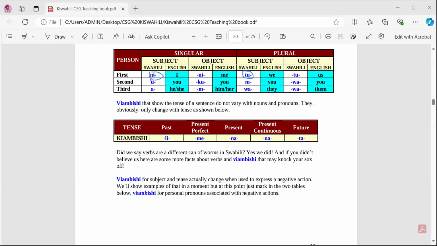Now, the second person pronoun is where we said, wewe unafundisha, the u. Unafundisha. And the plural was nyinyi mnafundisha. Are we together there? Then the third person pronoun was yeye anafundisha. You remember the word anafundisha? Now in the plural was wao wanafundisha.